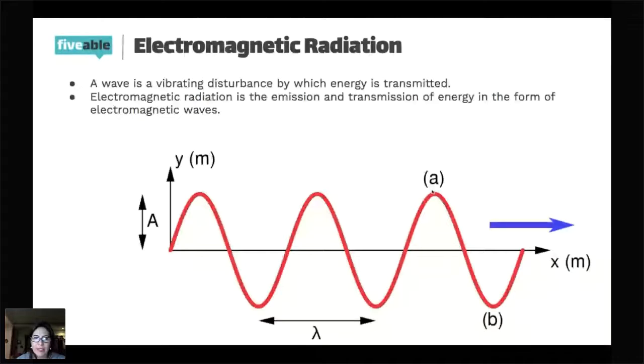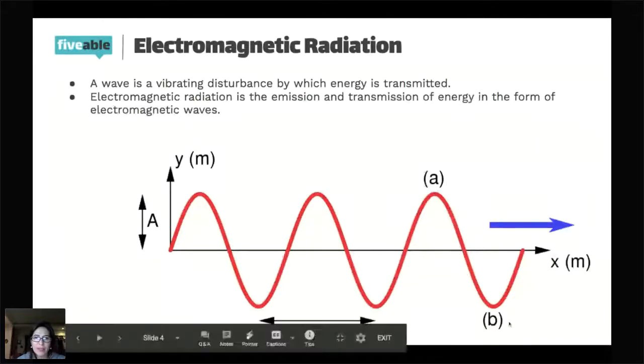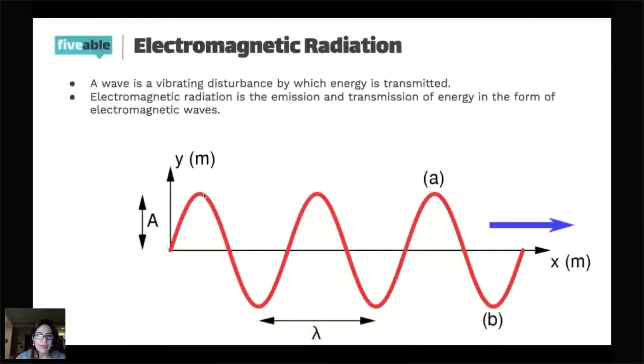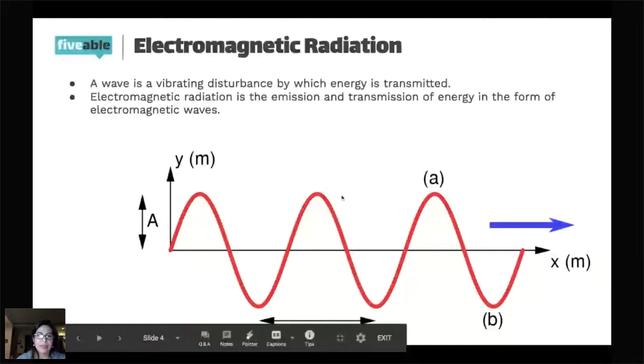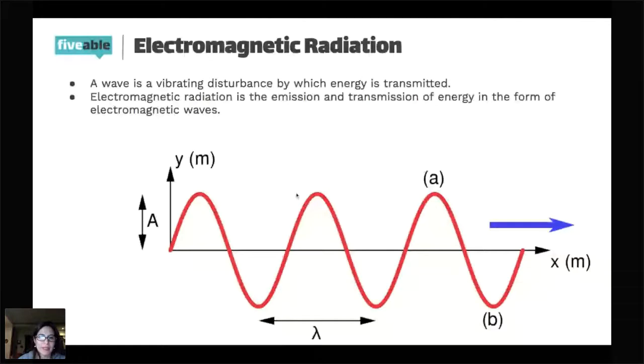What is here denoted with the letter A is the crest. Letter B is the trough, the lowest part of the wave. The distance from the resting point to the highest point is the amplitude. The wavelength will be the distance between one wave and the next. And frequency would be how many cycles or waves per second can be made.